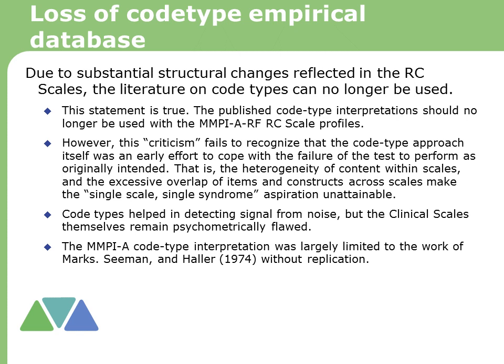And the response to that is that's correct. It is not applicable. And in fact, one of the purposes of developing the A-RF was to reduce the amount of multiple scale elevations, to reduce the need for multiple scale codetype interpretation. On the A-RF in particular, I think the loss is limited in the sense that the codetype interpretation literature that was available for the A was almost exclusively based on Marks, Seeman, and Haller's 1974 book without replication. So it was a relatively limited codetype literature that one is giving up.